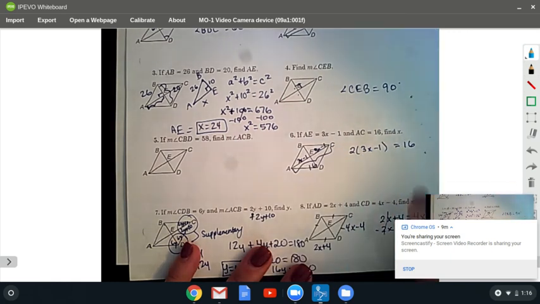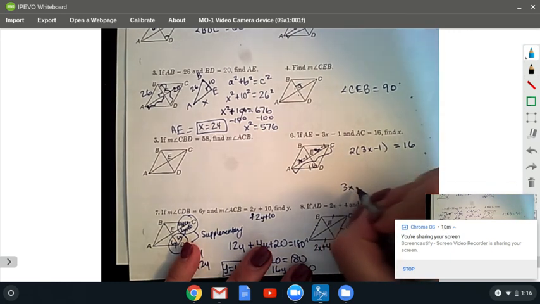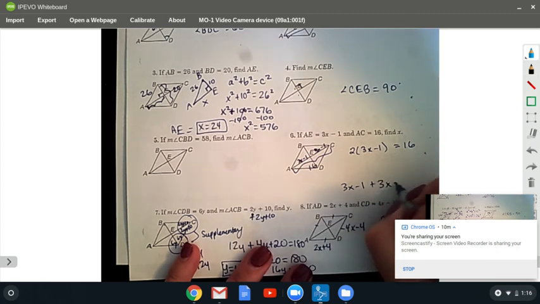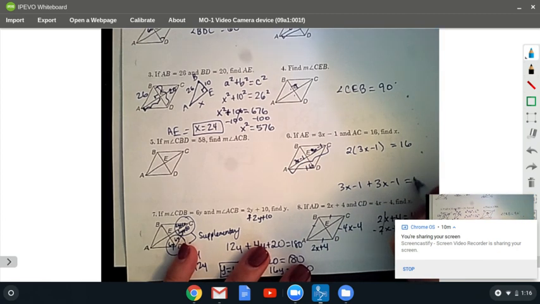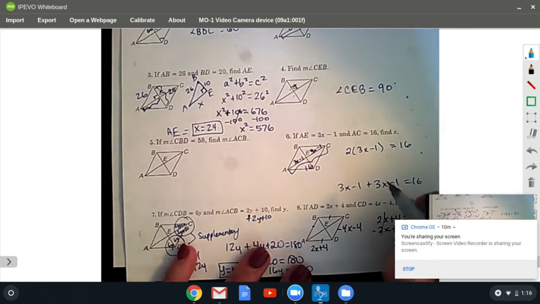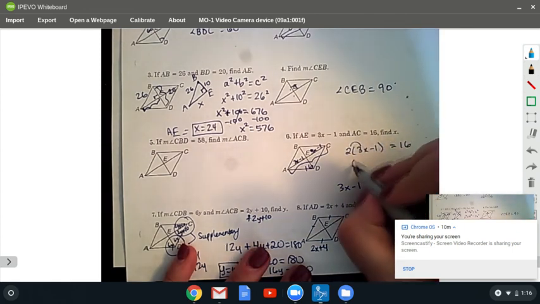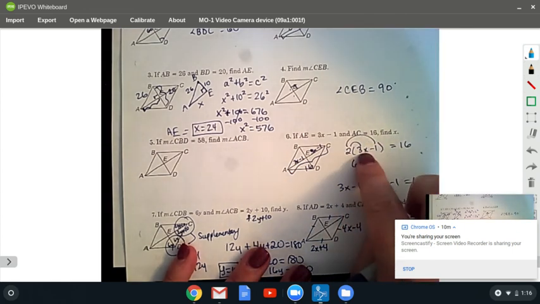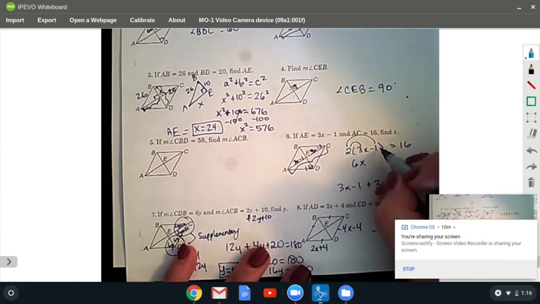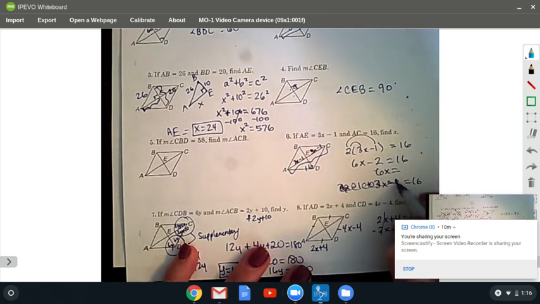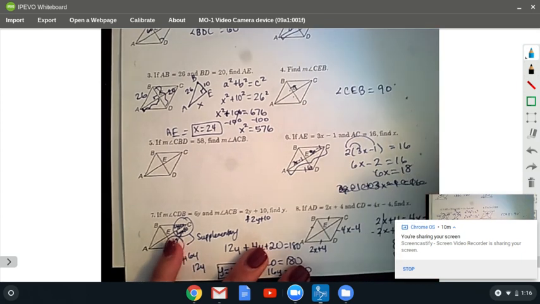If you're not comfortable with that, you could have written it as 3x minus 1 plus 3x minus 1 equals 16. Either one you like. If I do it this way, I have to distribute that 2. So 2 times 3x is 6x. 2 times negative 1 is negative 2. Then I'll add my 2. I get 6x equals 18. So x is 3.